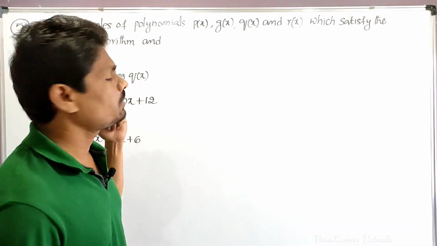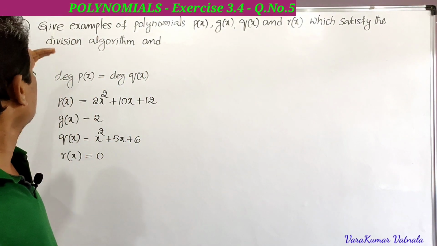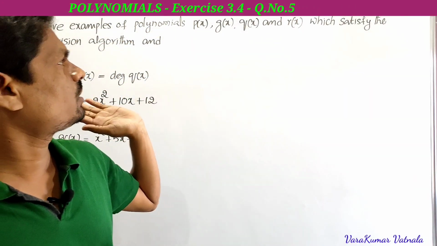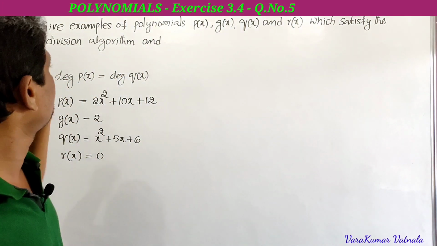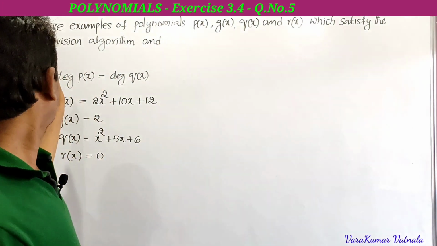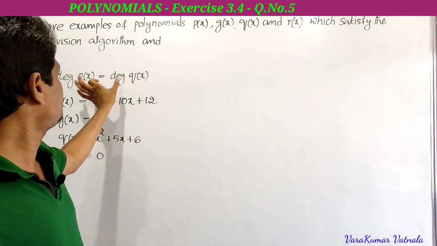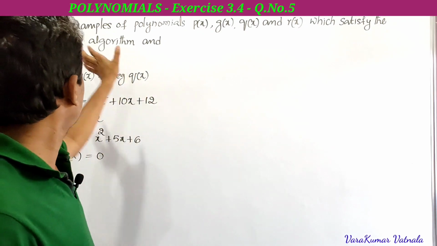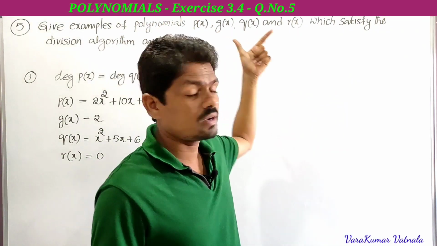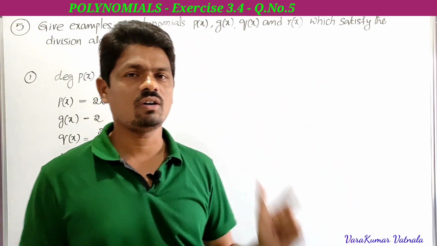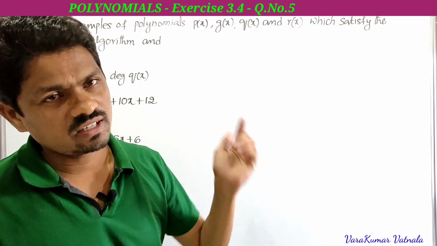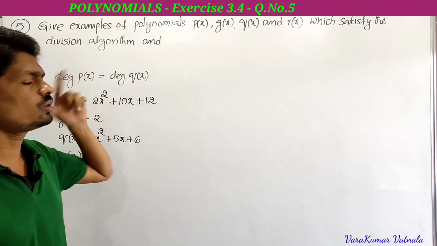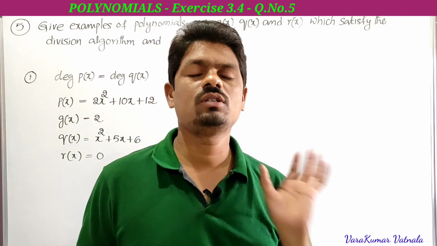So this is the fifth problem in the 3.4 exercise. See here, give examples of polynomials p of x, g of x, q of x and r of x which satisfy the division algorithm, and this is the first bit: degree of p of x is equal to degree of q of x. So he is asking to write examples for the polynomials by satisfying the division algorithm and the degree of p of x equal to degree of q of x. This is the first bit.